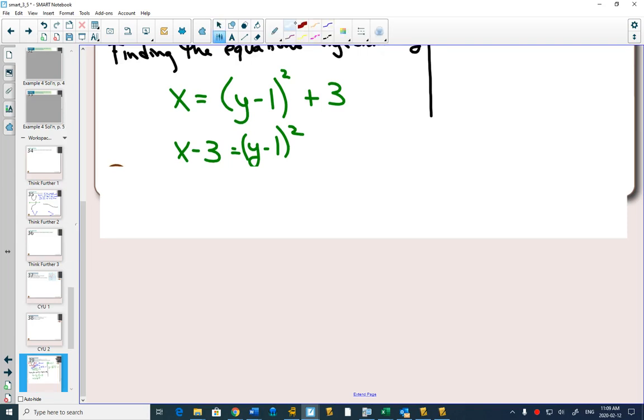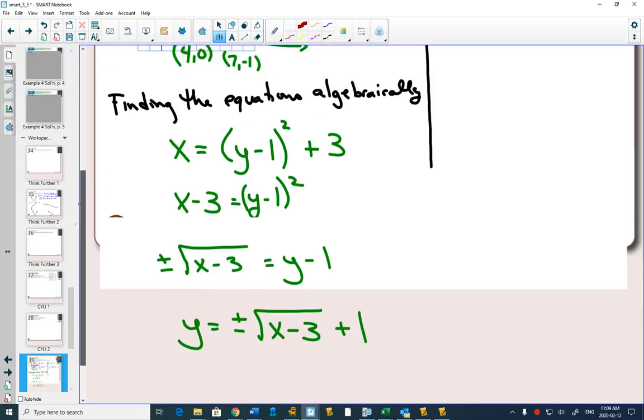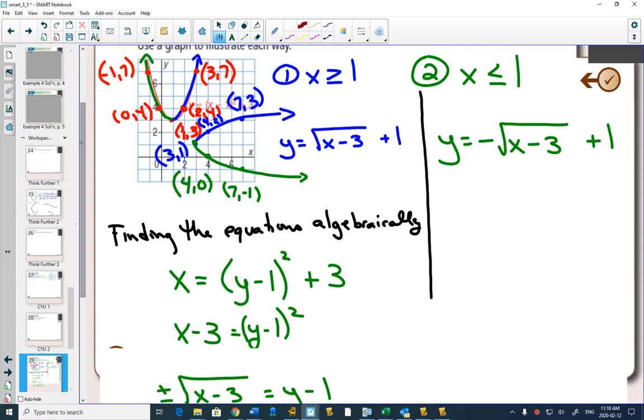And then I could square root both sides. Remember, when you square root both sides, you'd have plus or minus. And then to get y by itself, I'd have to add 1 on both sides. So I get plus or minus square root of x minus 3, plus 1. Notice that the two equations that we got, the blue one and the green one, is the positive, one is the negative. How do you know which one goes with which? Okay, we knew which one went with which because we drew the graph first. So the graph is what helped us figure out which one is with which.